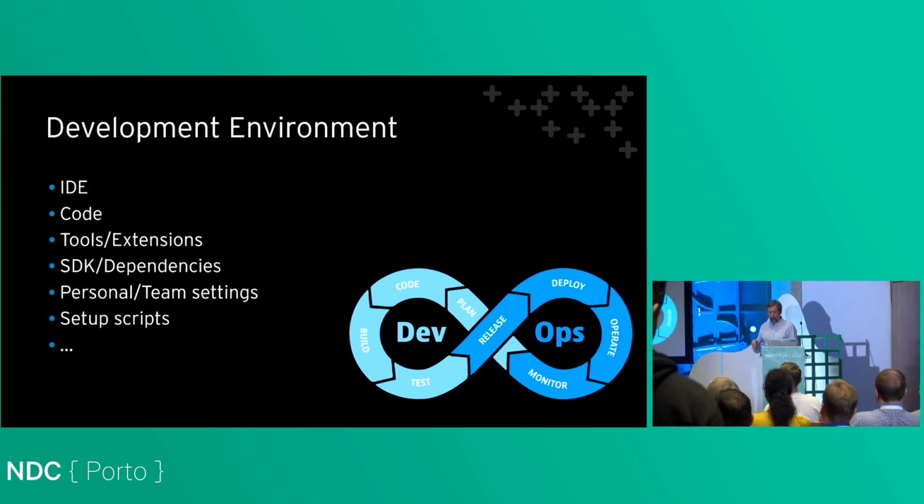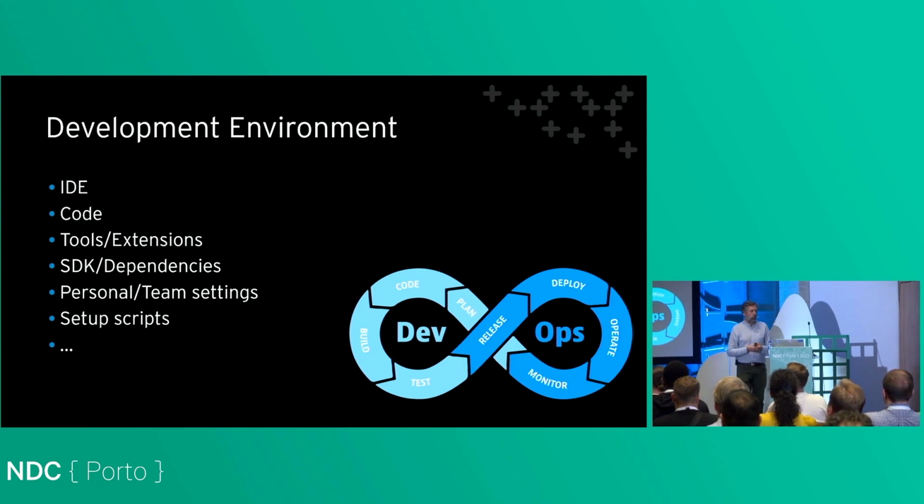And if we're talking about development environments, obviously that includes your favorite IDE, like Visual Studio, VS Code, Rider, what have you, and the code itself. But in addition to that, you need more to actually be able to work on your project. You need the correct tooling. You probably want the right extensions that will simplify your development. You need the right SDKs. You need all the dependencies, the correct version of everything.